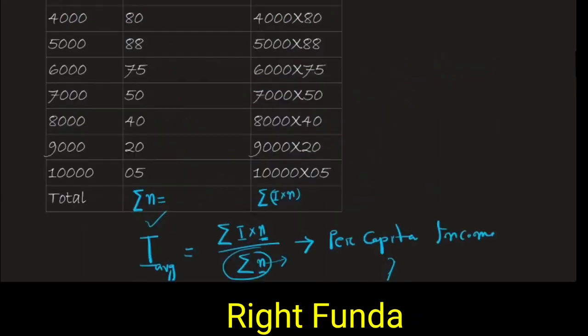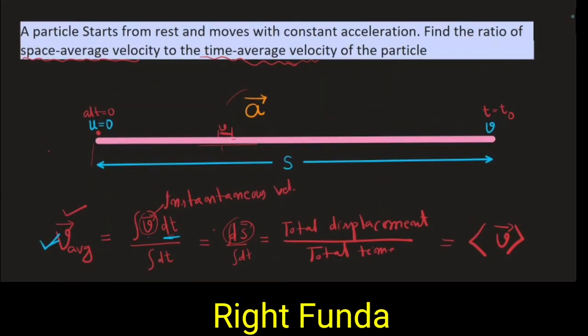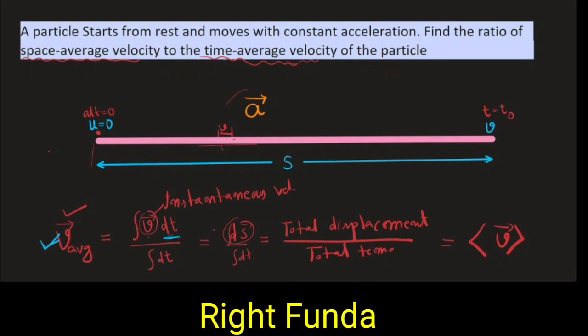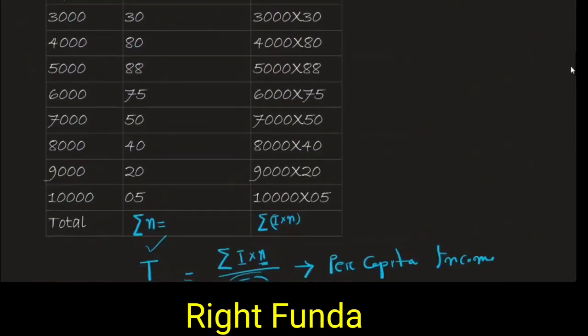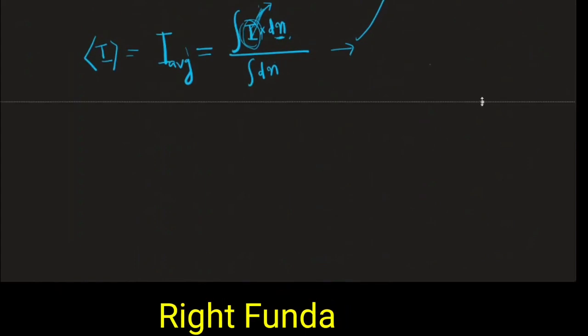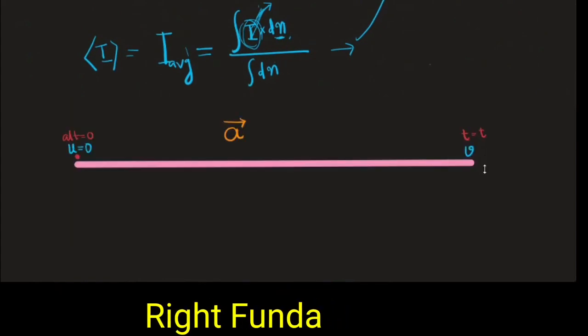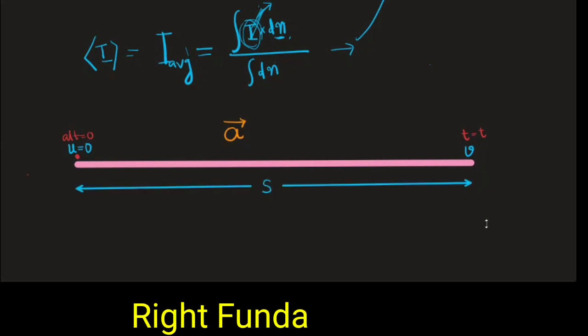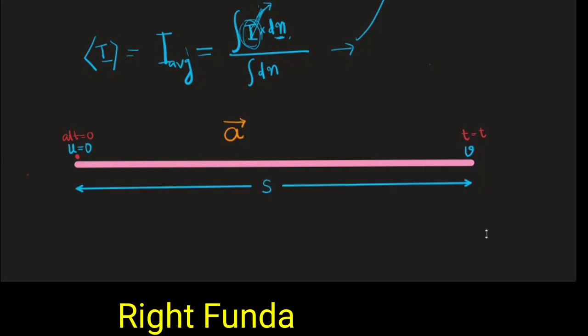So coming back to our question, we have to calculate the ratio of the space average velocity to the time average velocity of the particle. So how will we do it? Let's first calculate the time average of this particle. Again I repeat, it starts from rest and moves with a constant acceleration.